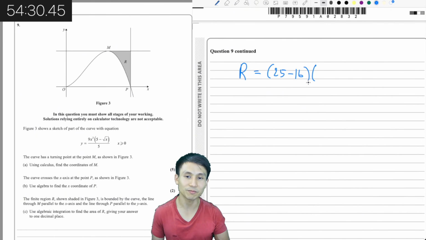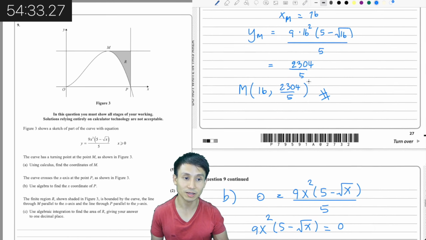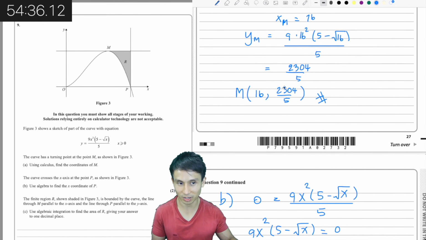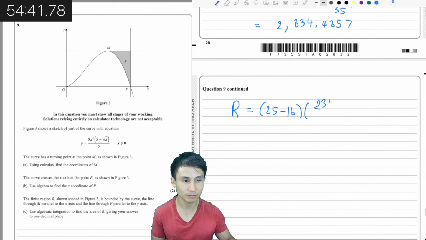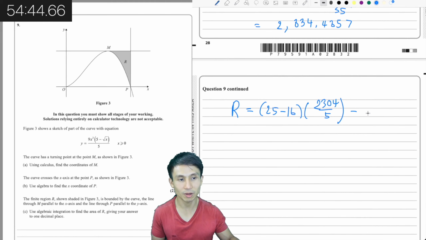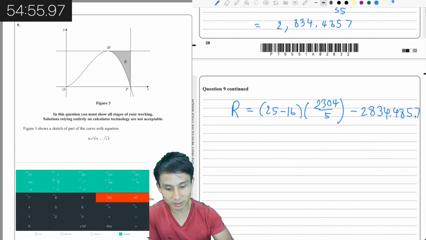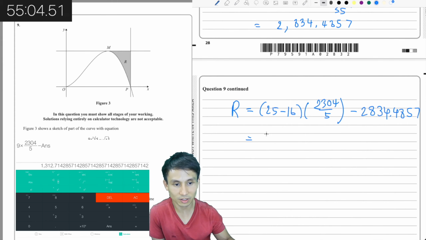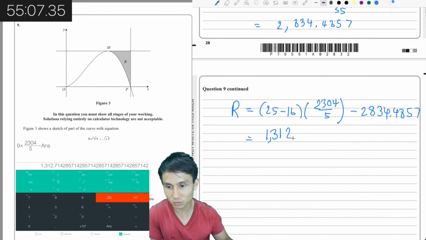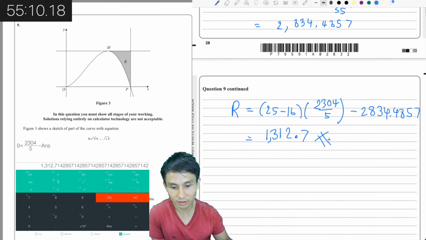So the height of M, the y coordinate of M basically, which is this. If we got this wrong, then we get this wrong. So 2304 over 5, and then minus this, right? So I put that in my calculator and do 25 minus 16. We get 9 times 2304 over 5 minus the answer. So I'm going to get 1,312 in one decimal place. That would be my answer.